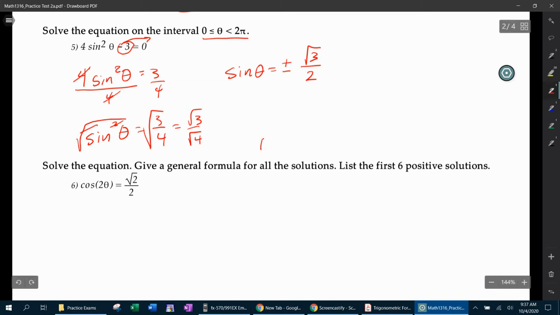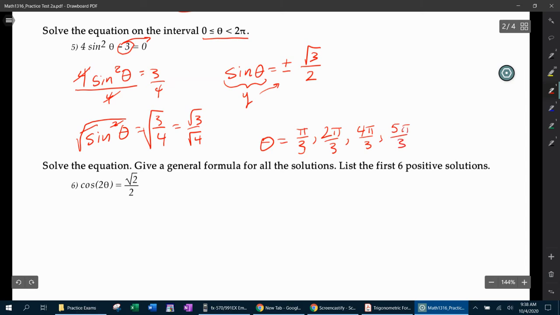Okay, so now to find all of the angle thetas that will produce a solution, I need to find all of the y values in the unit circle that have either positive square root of 3 over 2 or negative square root of 3 over 2. And those angles are pi over 3, 2 pi over 3, 4 pi over 3, and 5 pi over 3.